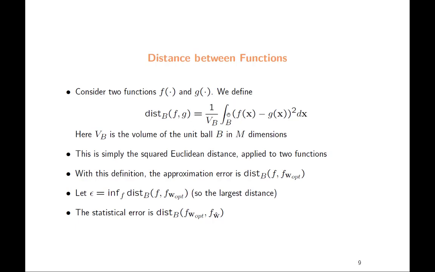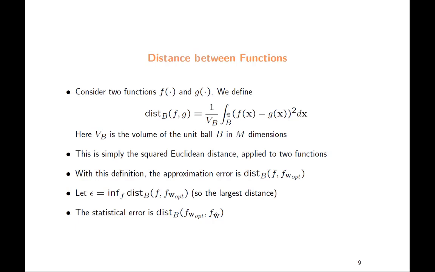And of course, if your data is outside of this ball, you can always normalize the data to be sort of in this ball. So it's simply the squared Euclidean distance applied to two functions. And with this definition, the approximation error is the distance with respect to this ball between f, so the true function, and the optimal one from the training data set.